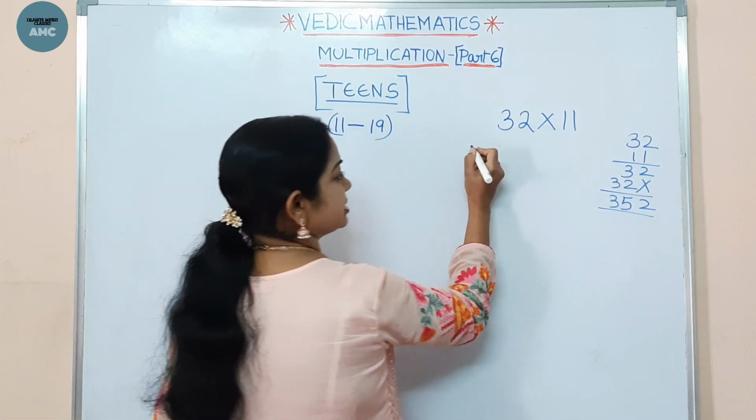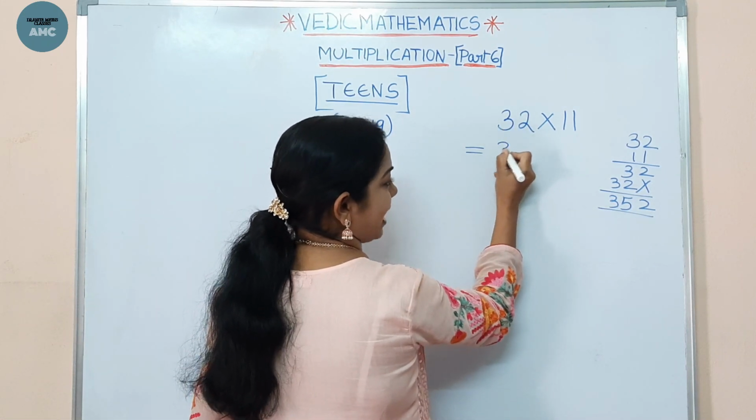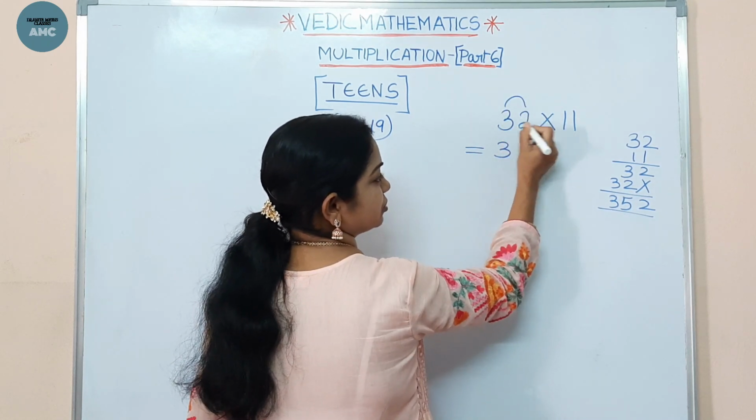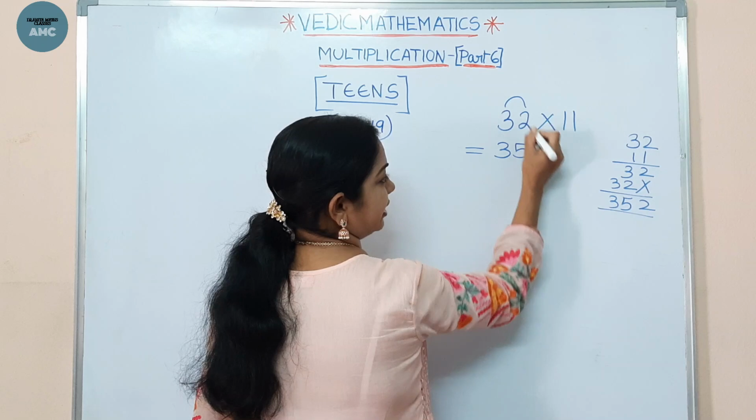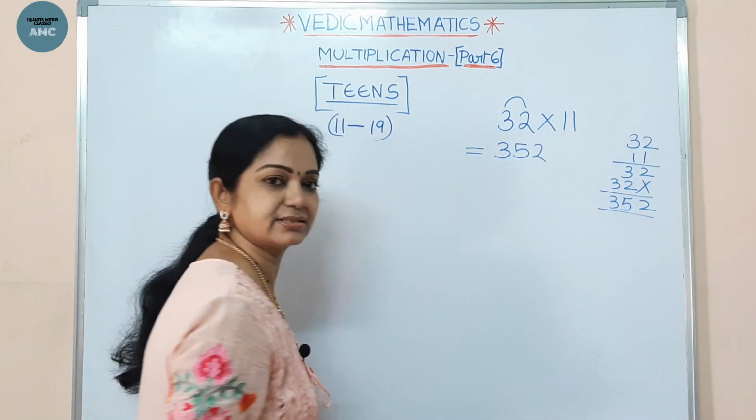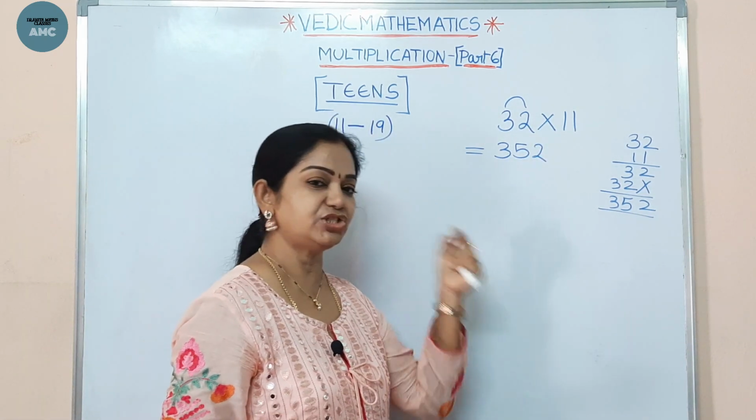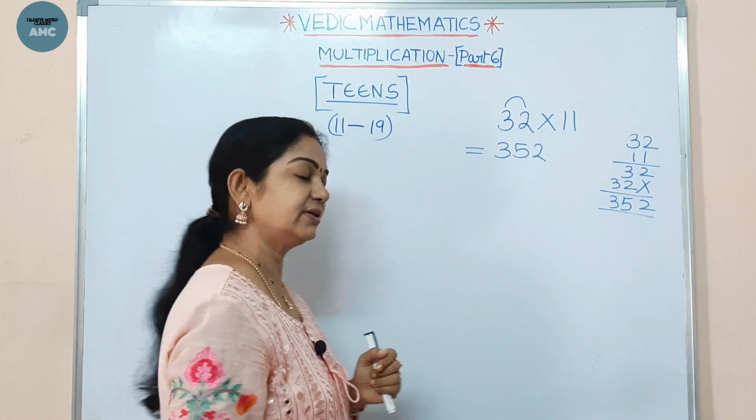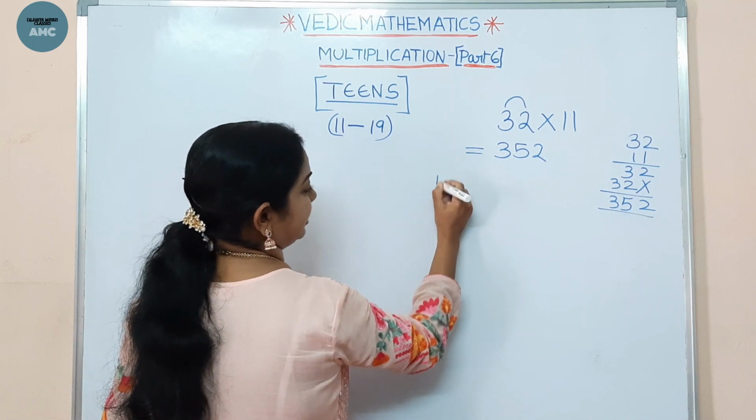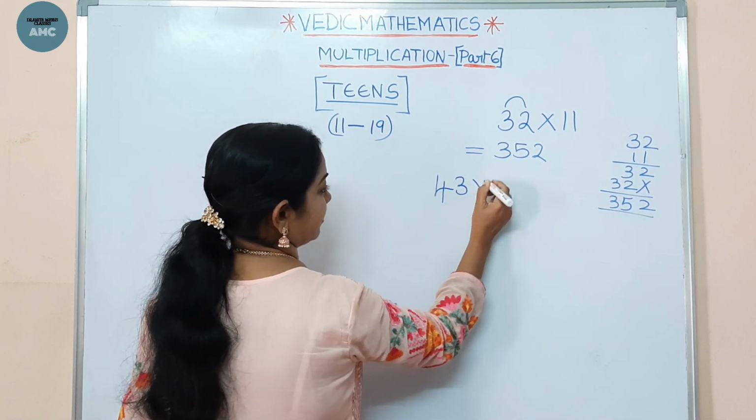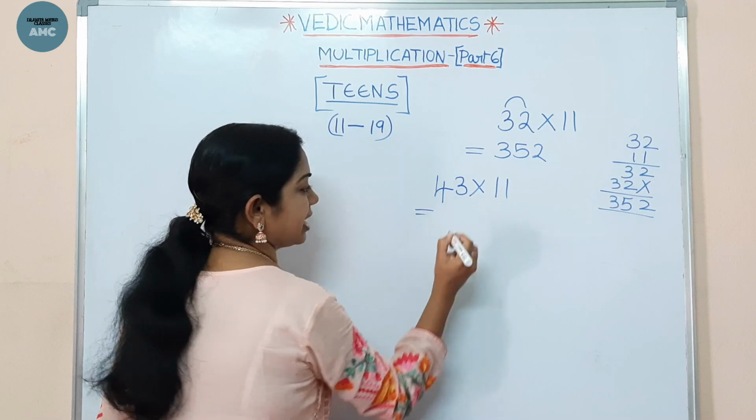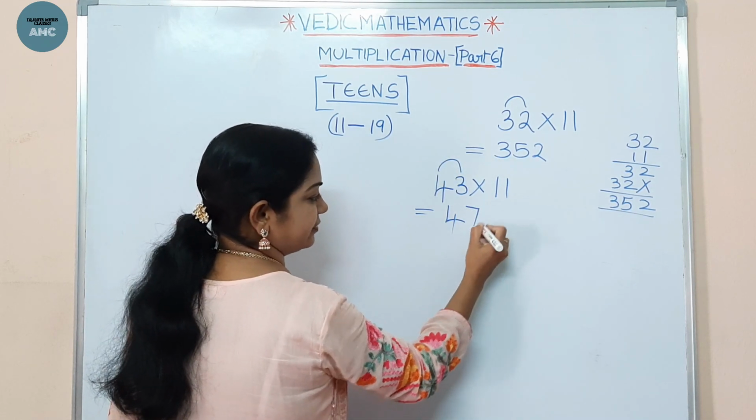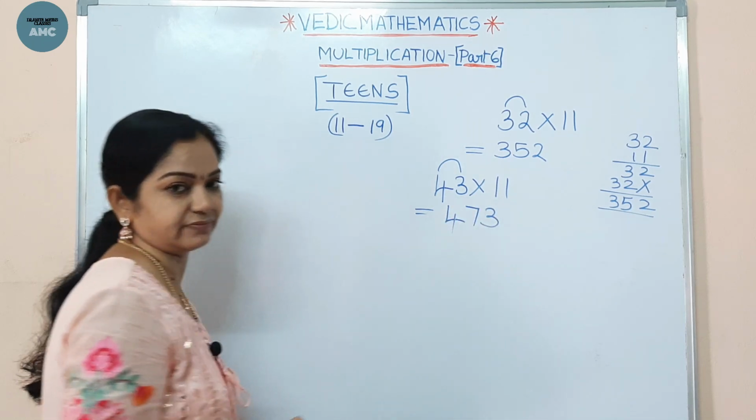How do we do this? Write the first number as it is, then add the two digits: 3 plus 2 is 5. Write the last number as it is. So, 352 is the answer. In just 2 seconds we got the answer. Likewise, let me take 43 multiplied by 11. The first as it is, now add both of them: 4 plus 3 is 7. The last as it is: 473.